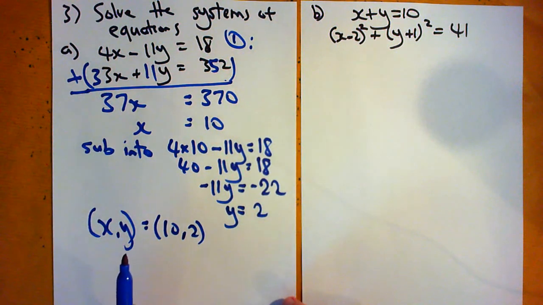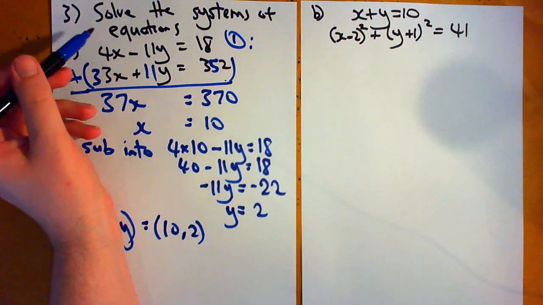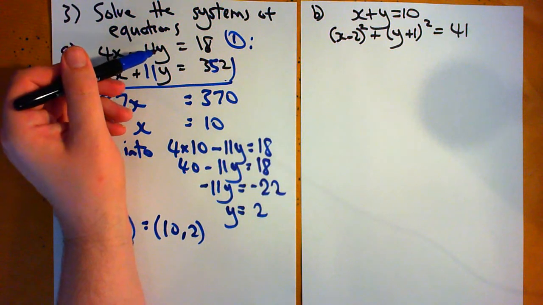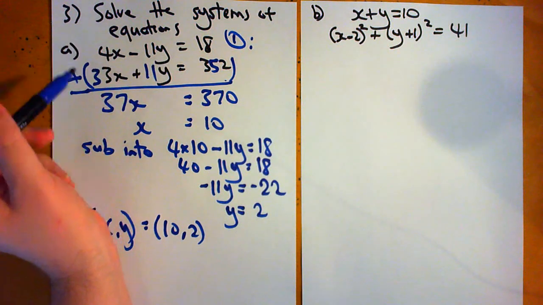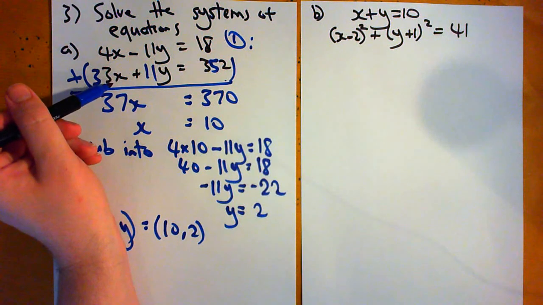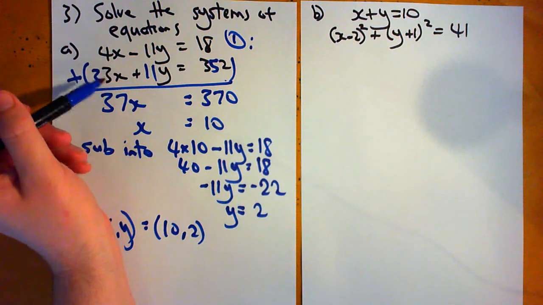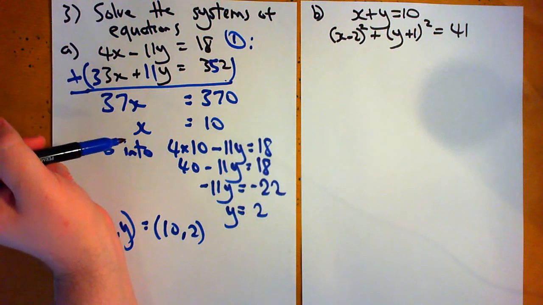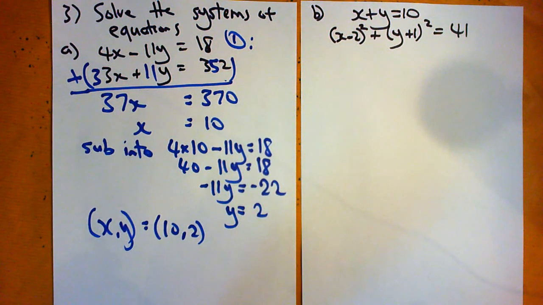So let's check that our solution fits both equations. If x is 10, then 4x is 40, and 11y is 11 times 2 is 22. 40 minus 22 is 18. And the original second equation was 3x plus y equals 32. So let's check whether it fits that. 3x is 3 times 10 is 30. y is 2. 30 plus 2, yes, 32. Okay, so part A's all good.